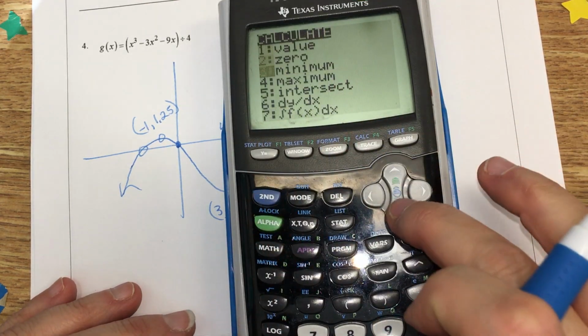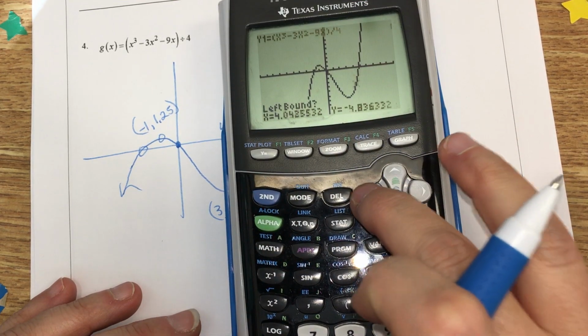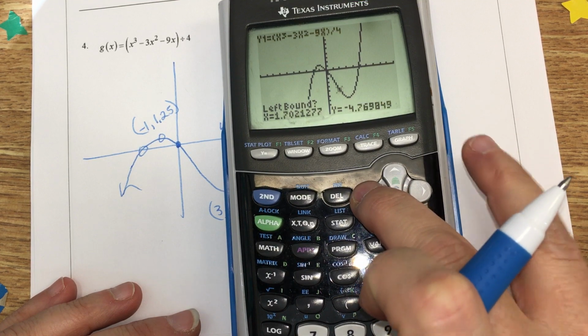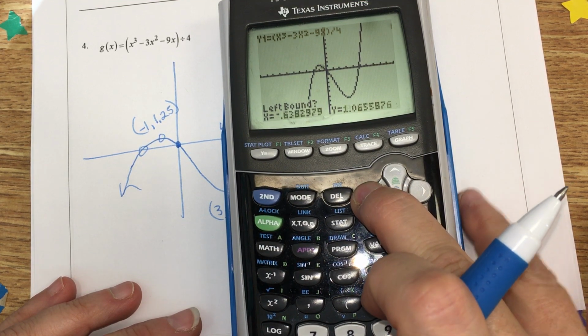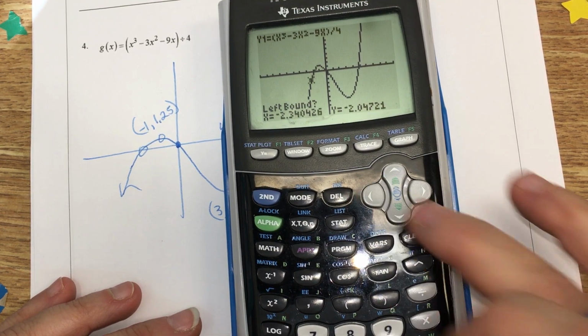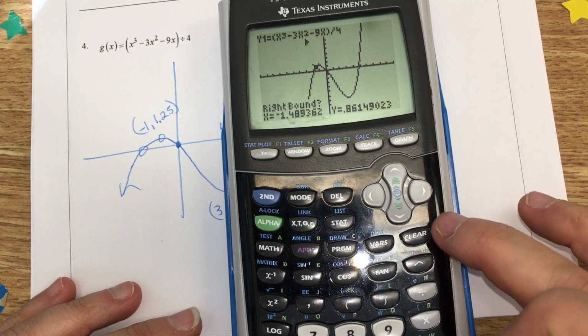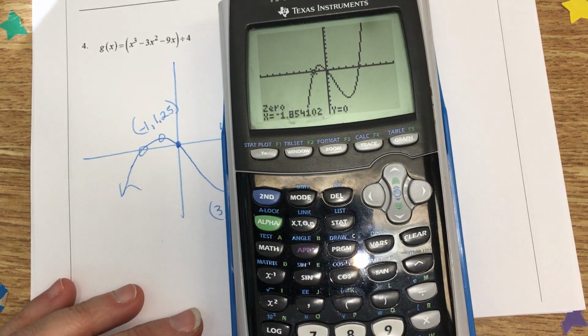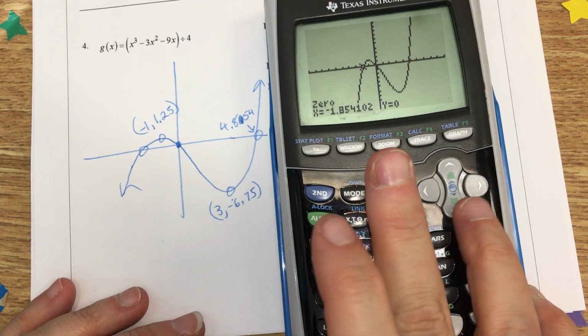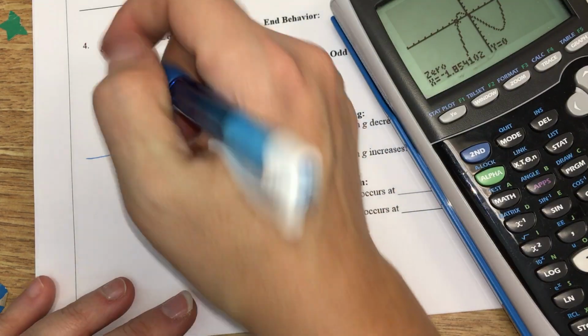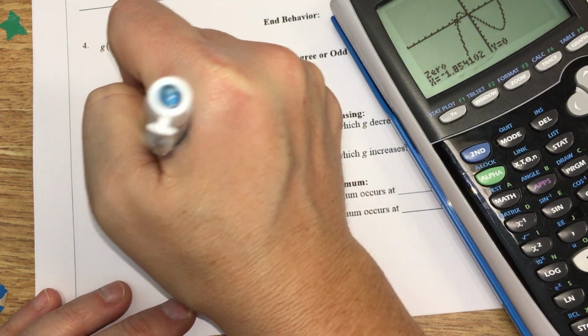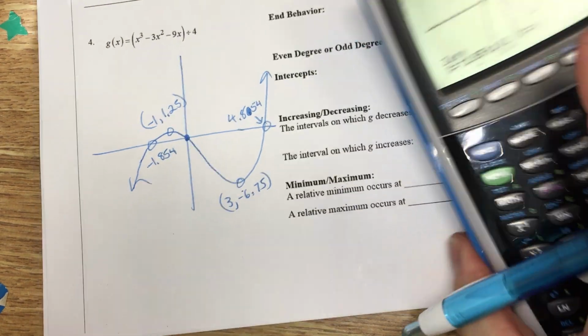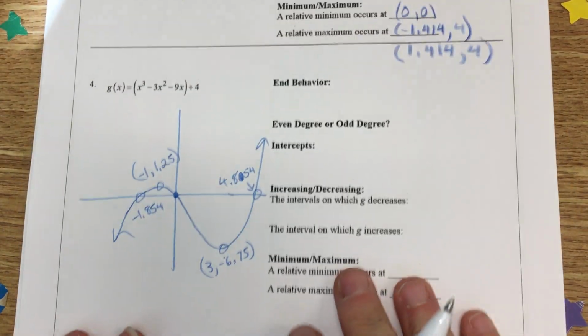And second trace. Left. There we go, left, right. And I've got -1.854. All right, now that I've utilized my calculator, I'm totally done with you, goodbye. And I can answer all my questions.